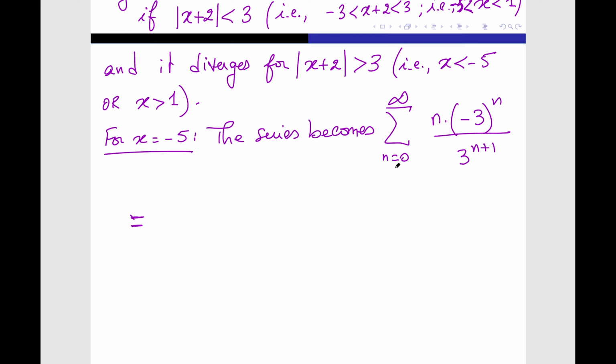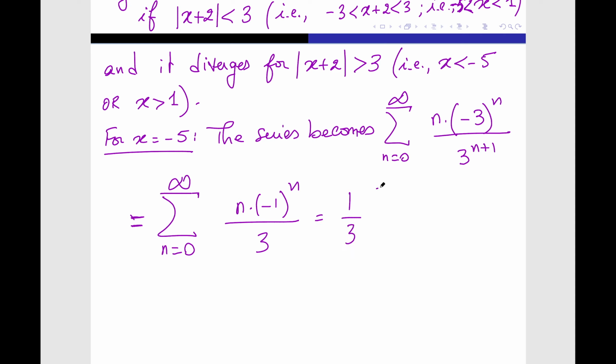Let's do it in steps. Certainly you get n times -1 to the power n divided by 3. Agree with me? You get this for sure. And then you see this 1/3? This is a multiplicative constant that's independent of the index, so it's a factor of all of the terms and you can push it outside. So 1/3 times the summation as n goes from 0 to infinity of -1 to the power n times n. And what can you say about this series?